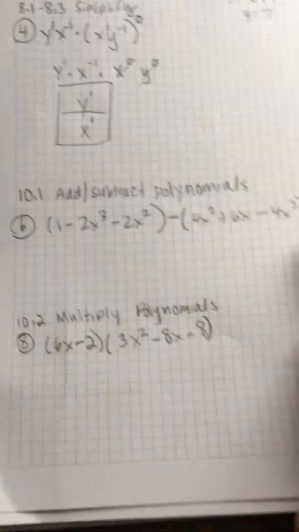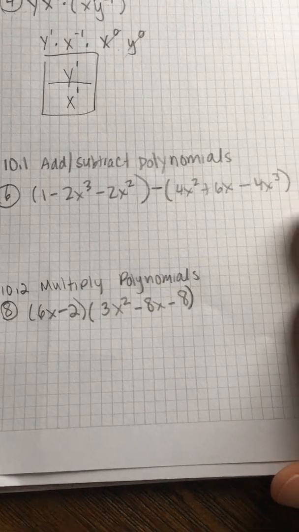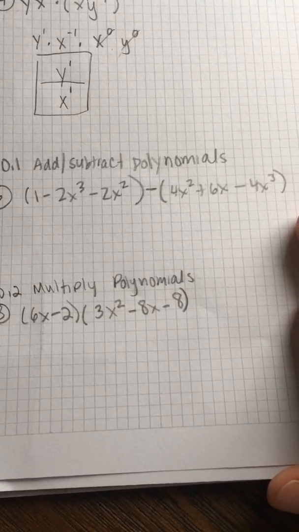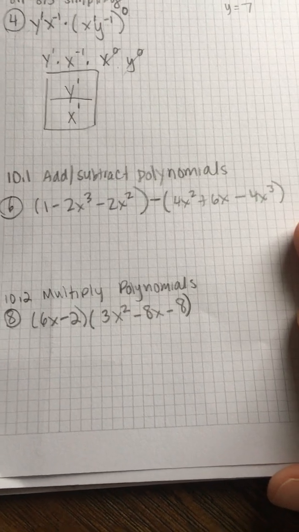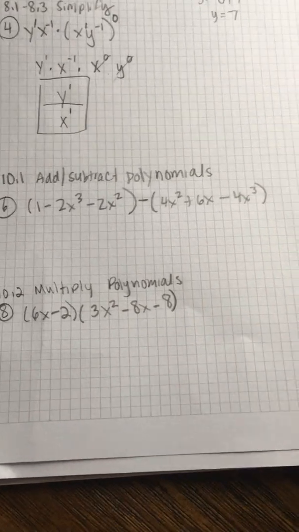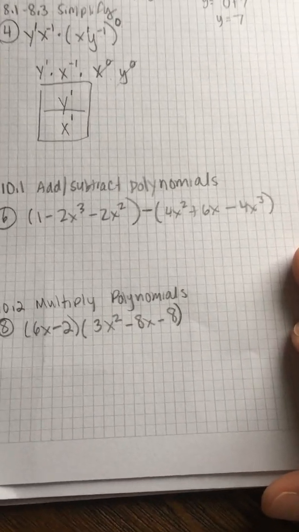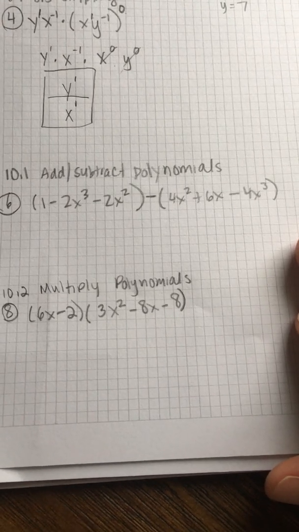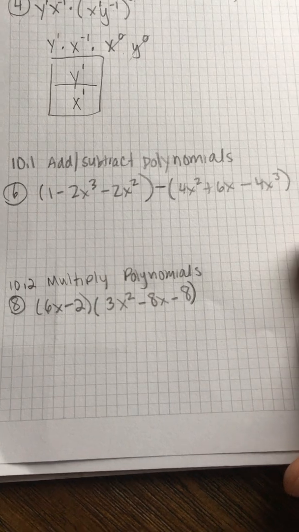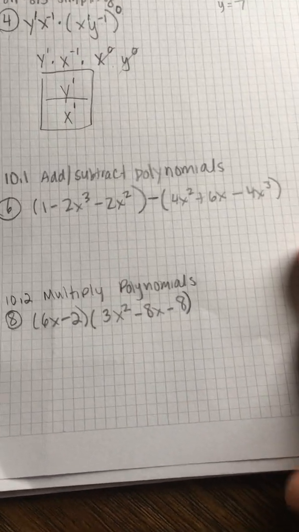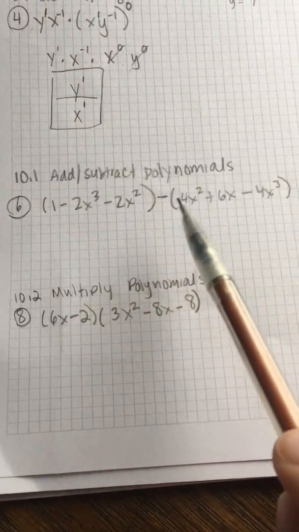Number 6, we're moving into chapter 10, which was all about our polynomials. We did operations with polynomials. Remember, operations means add, subtract, multiply, and then divide. We actually didn't divide them, but add, subtract, multiply is what we did operation-wise, and then we did some factoring and some solving.